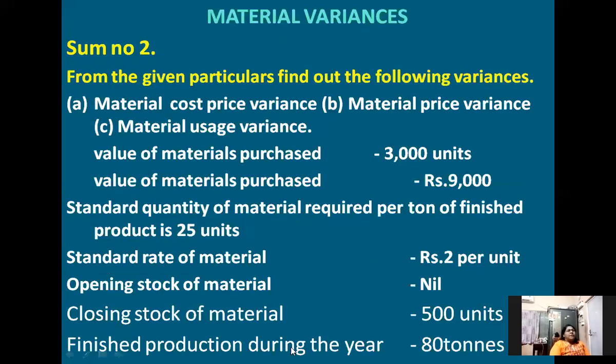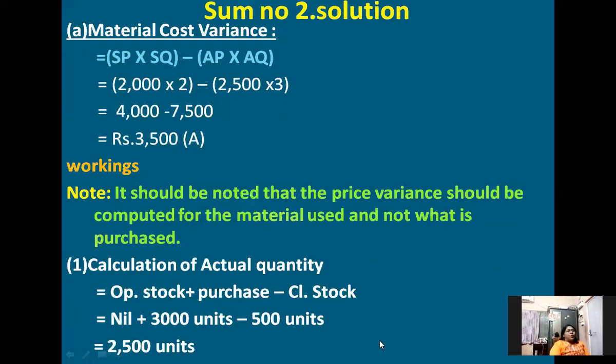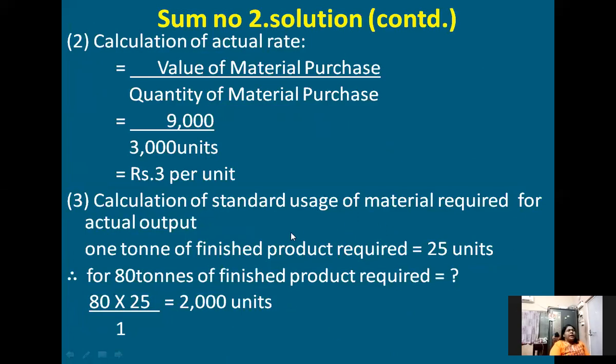So where it is given 80 tons, look at the last information in the problem. Finished production is actual output. So what is the actual output? 80 tons. So whenever you are going to calculate the standard quantity, have it in your mind, standard quantity for actual output.